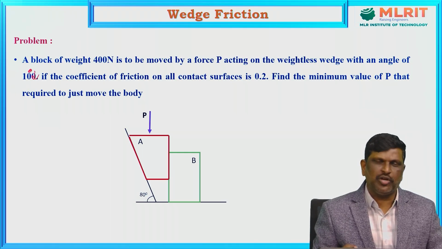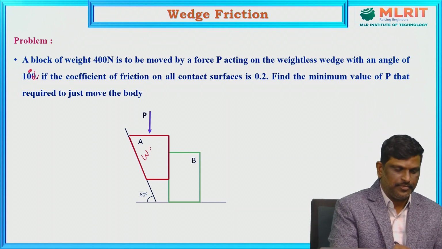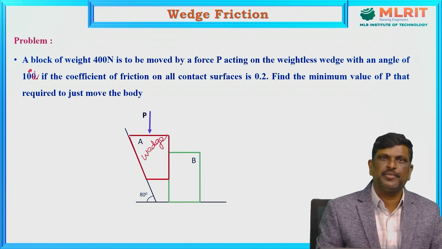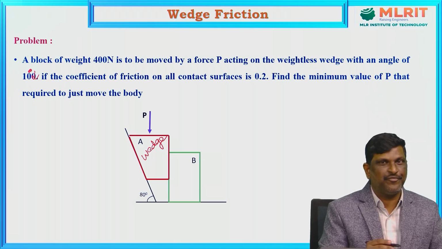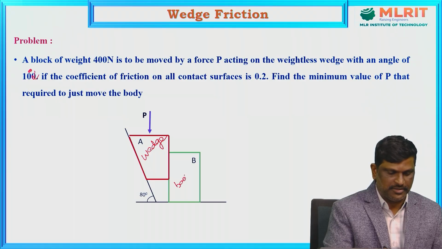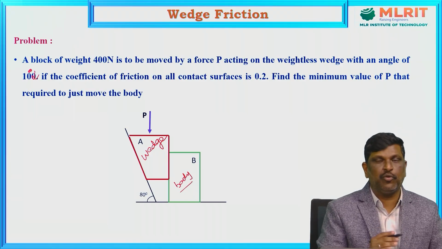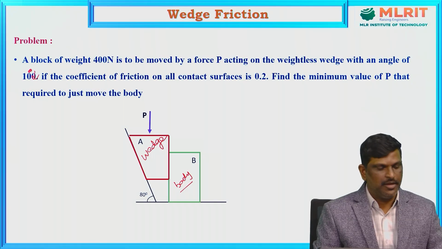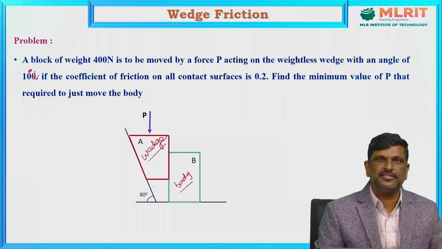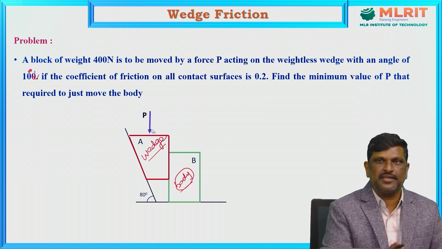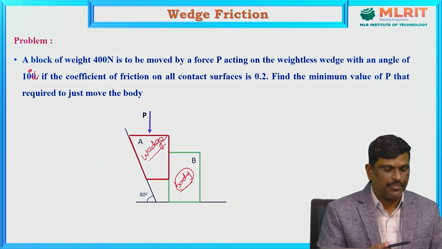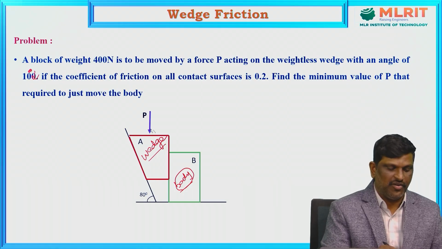A wedge is a small triangular or trapezoidal piece which is generally used to lift heavy weights or bodies, or just to move the bodies slightly. Usually the wedges are weightless and the bodies have heavy weight. By applying force on the wedge, we can move the body slightly towards the right side. That is the application or purpose of wedges.